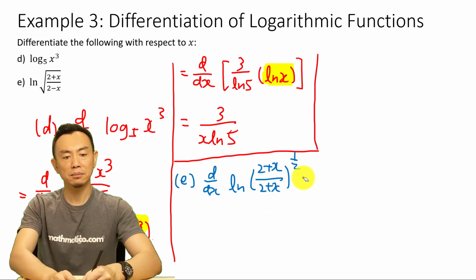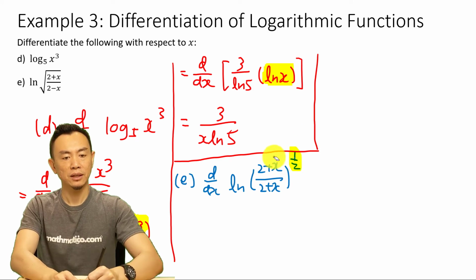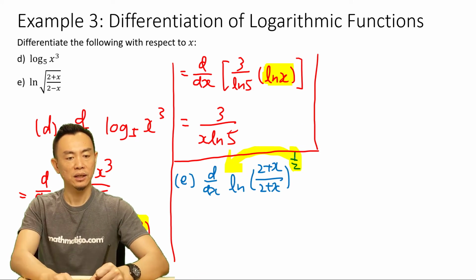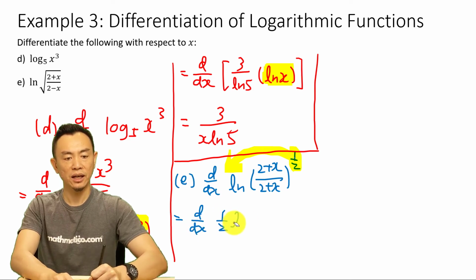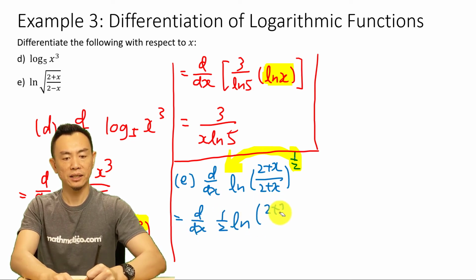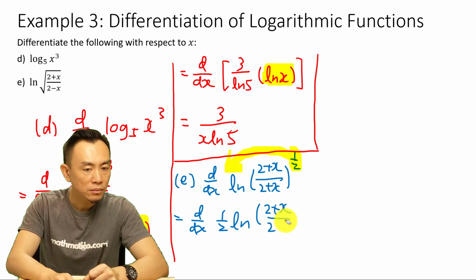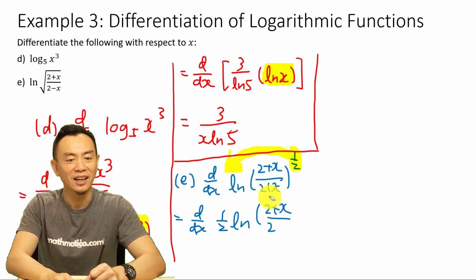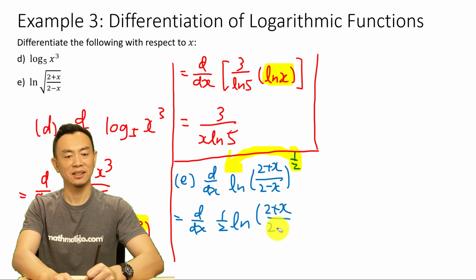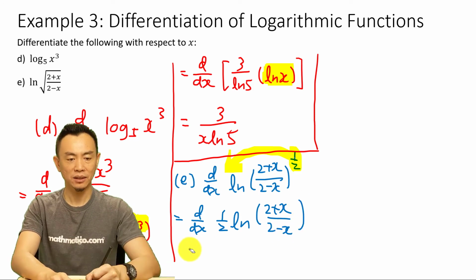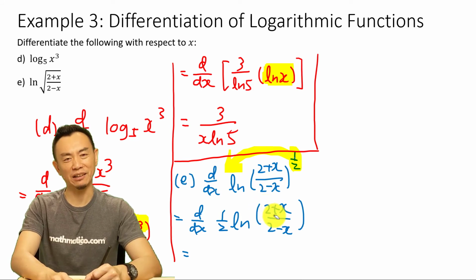to pull this power half down to the front, and you have the d dx of, still yet to differentiate, half ln 2 plus x over 2 minus x, sorry. This is minus. Now if we carry on the differentiation from here, you realize that you have to do quotient rule, and that's a lot of effort, right?